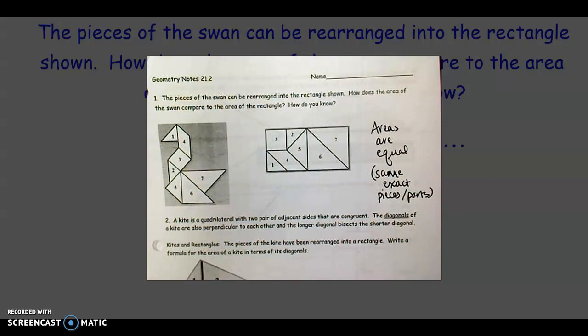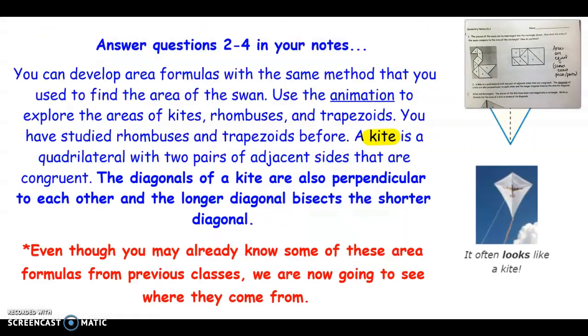All right, so let's look at questions 2 through 4 in your notes. So you can develop other area formulas using that same method, taking the figure, breaking it up into parts, and rearranging them into a figure you already know how to find the area of. So we're going to do that with a few figures today.